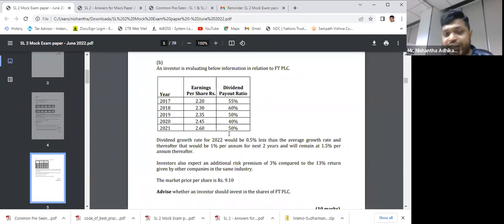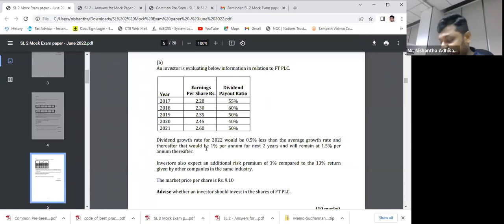Now you can calculate the dividend per share. Here the dividend per share would be 1 rupee and 21 cents for 55%. Here it should be 60%, it is 1 rupee and 38 cents. Likewise, you can calculate the dividend per share, DPS. Dividend growth rate for 2022 would be 0.5% less than the average growth rate thereafter. That would be 1% per annum for the next 2 years and will remain 1.5% per annum thereafter.